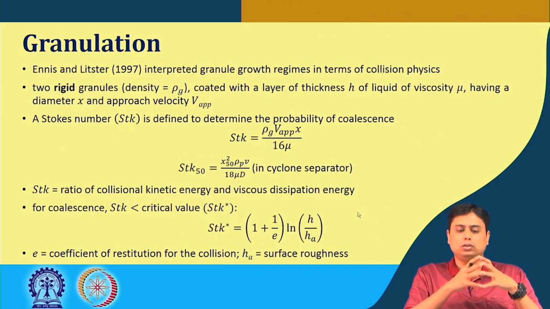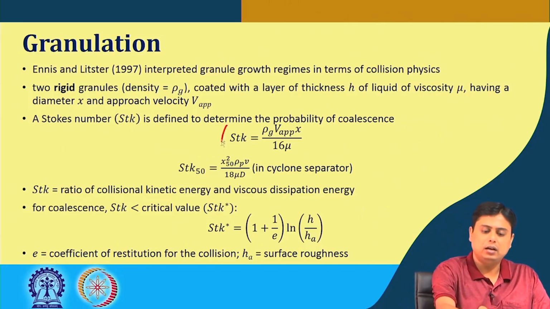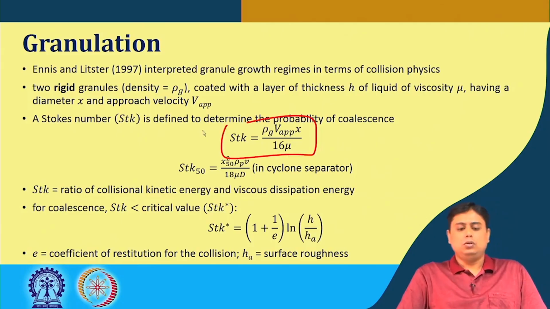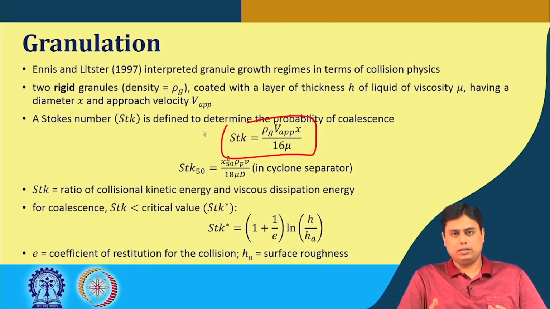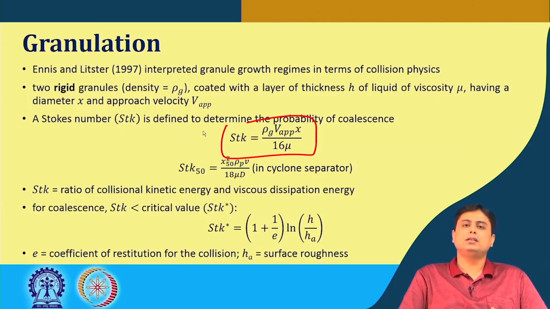Now, this Stokes number that is presented here to dictate the possibility of coalescence is different from the Stokes number we have seen in the cyclone separator. There the Stokes number was the measure of efficiency. It relates the particle diameter with the cyclone diameter.